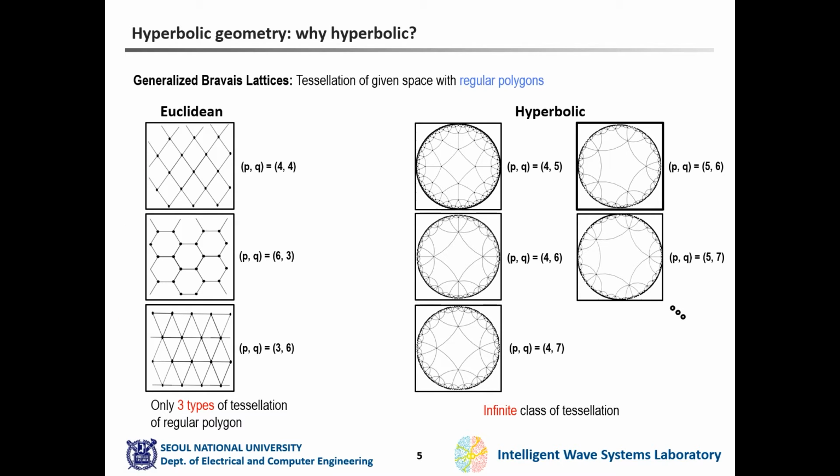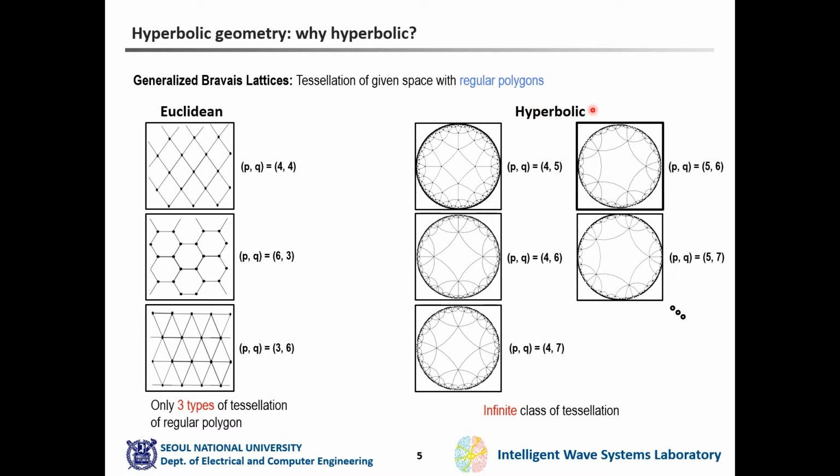The class of lattice is indexed with P and Q, also known as the Schläfli symbol. P denotes the number of edges of a regular polygon, and Q denotes the number of polygons surrounding each vertex. For example, the square Euclidean lattice is constituted with polygons with 4 edges, and each vertex is surrounded by 4 polygons, so its Schläfli symbol is 4, 4.